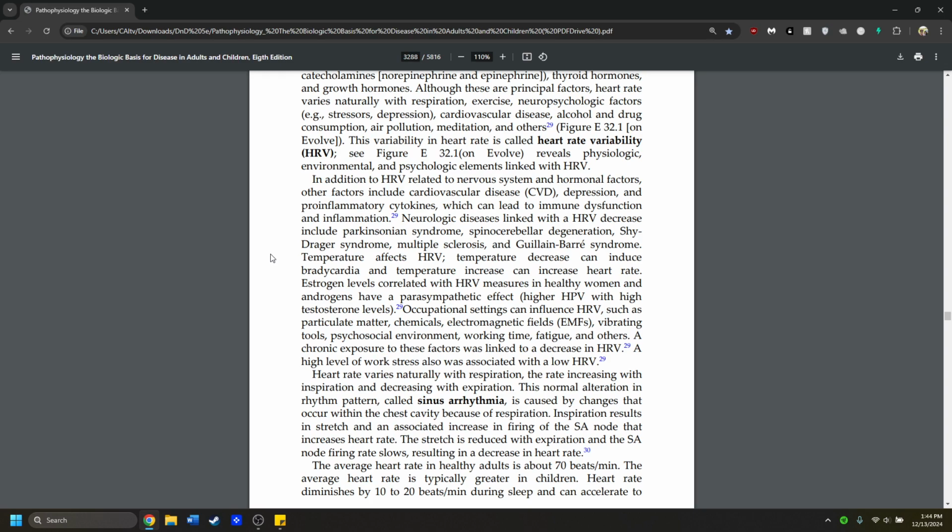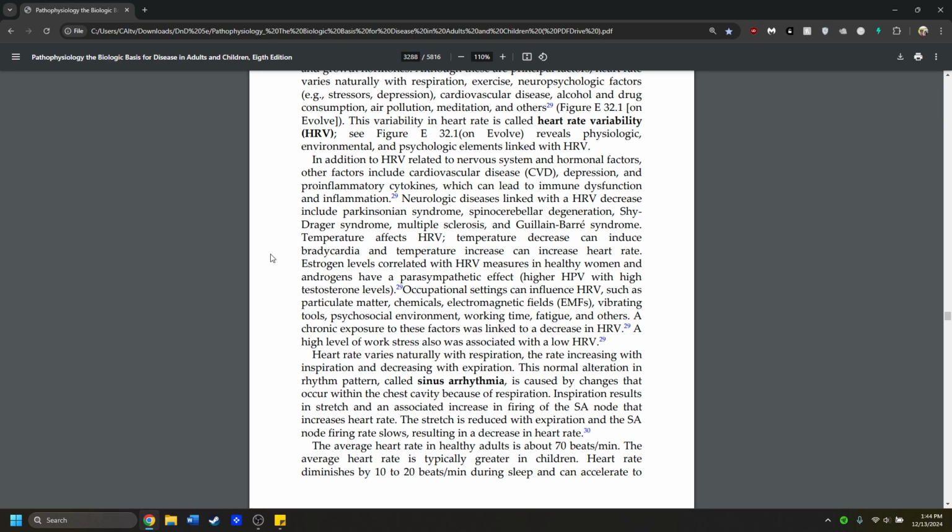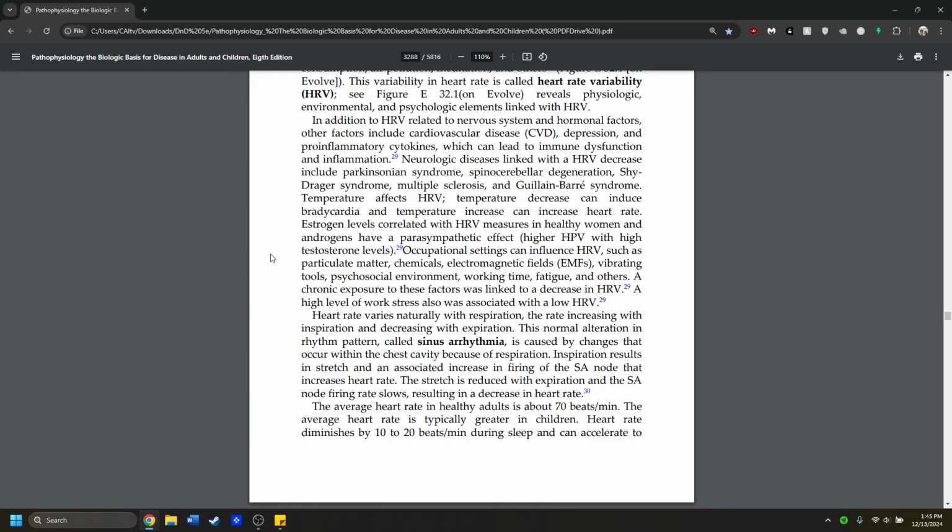In addition to HRV being related to the nervous system and hormonal factors, other factors include cardiovascular disease, depression, and pro-inflammatory cytokines, which can lead to immune dysfunction and inflammation. Neurologic diseases linked with HRV decrease include Parkinsonian syndrome, spinocerebellar degeneration, Shy-Drager syndrome, multiple sclerosis, and Guillain-Barré. Temperature affects HRV. Temperature decreases can induce bradycardia, and temperature increases can cause tachycardia. I'm not sure why they say an increased heart rate. The proper word is tachycardia.